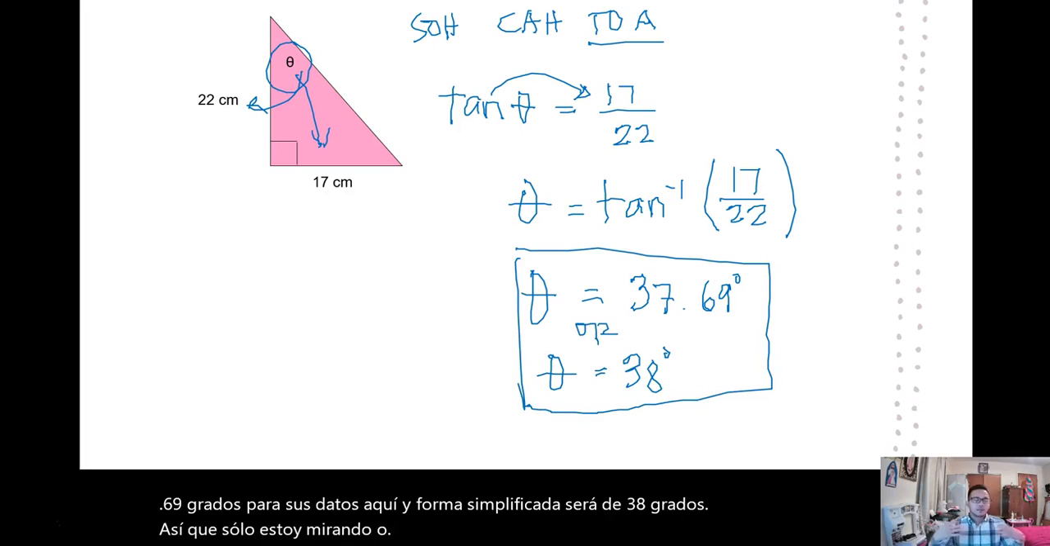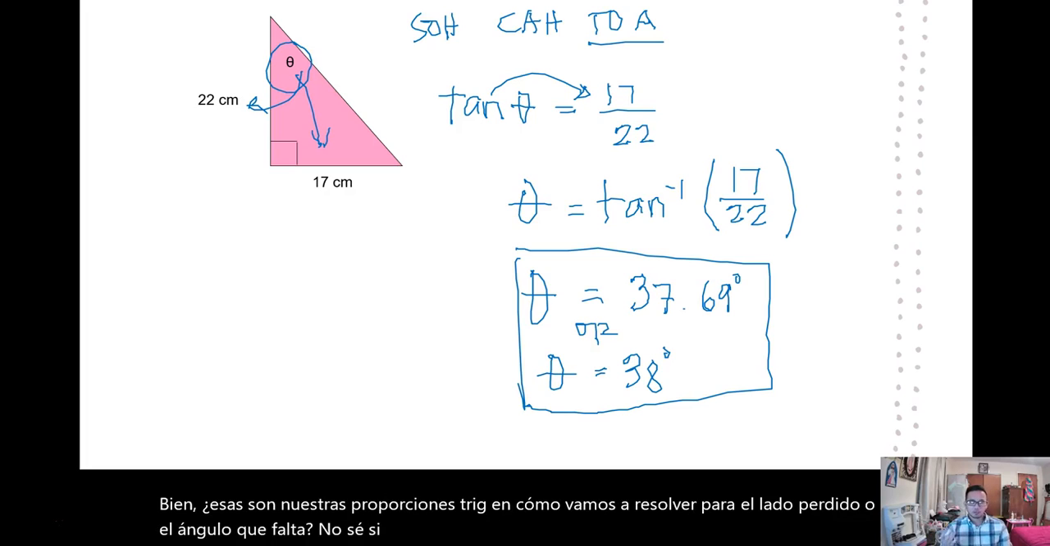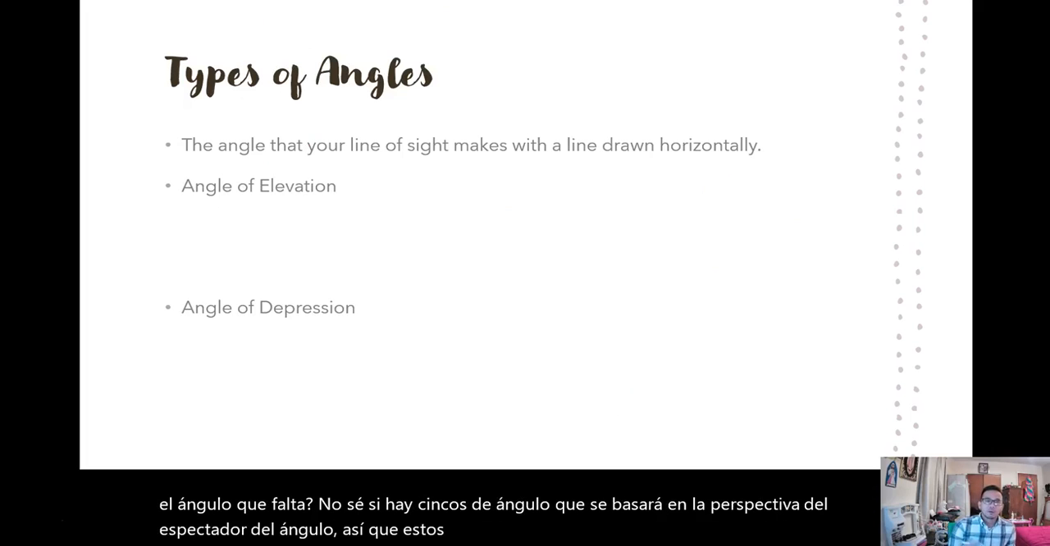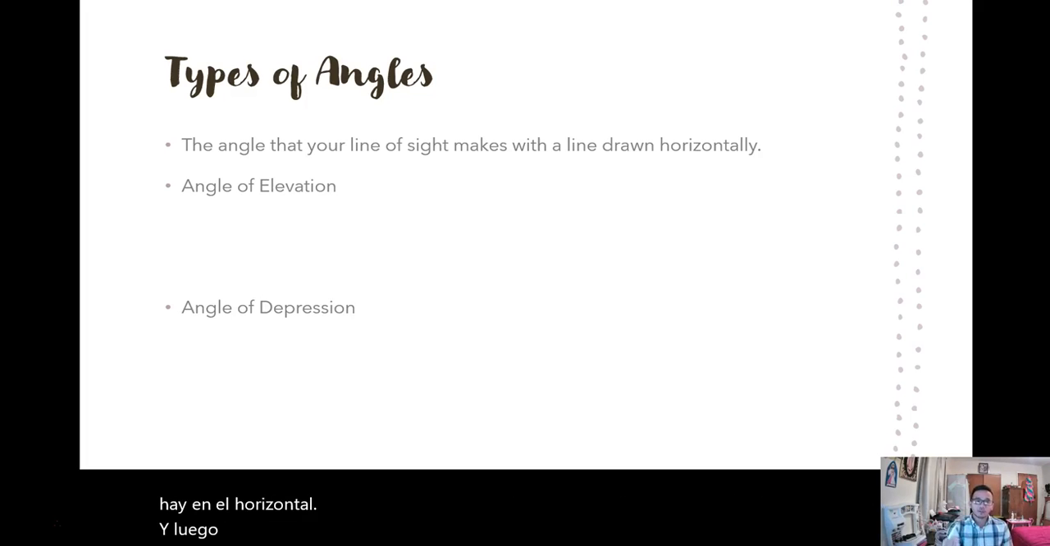Okay, so those are our trig ratios, and how are we going to solve for a missing side or a missing angle? Don't you know that there are types of angles? It will be based on the perspective of the viewer of the angle. So these are the two types of angle. One is the angle that your line of sight makes with a line drawn horizontally. So it's your line of sight, and there is the horizontal. And then, of course, there is an angle of elevation, and there's an angle of depression.